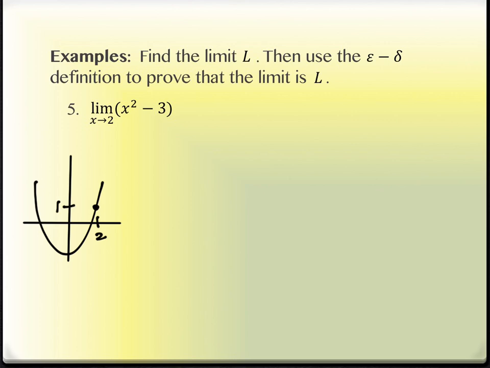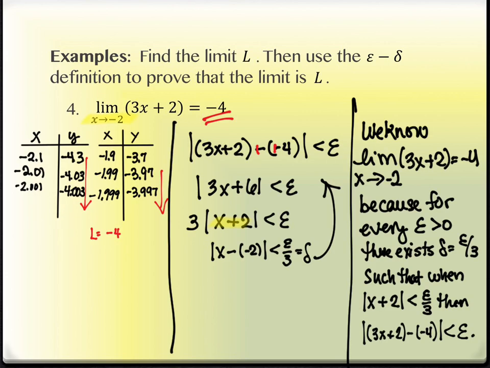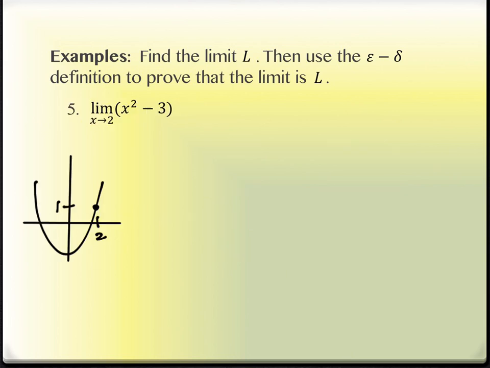Okay? This is enough, as far as I'm concerned, to justify it from a graph. And then, of course, the tables looked like that, or the problem before. If you did tables on this problem, you'd be getting close to the x value of 2. So you'd be doing 1.9, 1.99, 2.01, 2.001, and so forth. Okay, is everybody good? Okay.